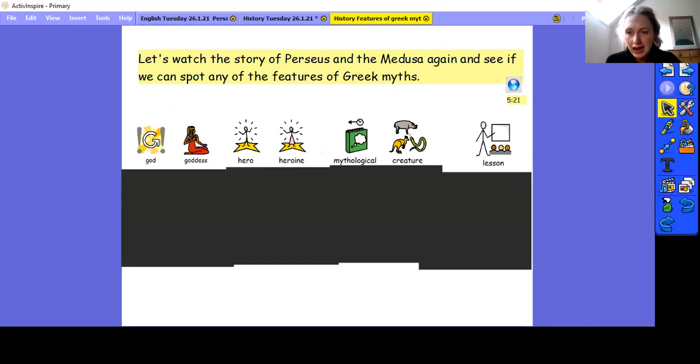Right, so what we're going to do now is we are going to watch a little bit of the story of Perseus and Medusa again and see if we can spot any of the features of the Greek myths from that story. So we've got the gods and goddesses, we've got the hero or heroine of the story. We're going to be looking out for a mythological creature or a monster, and we're also going to be thinking about what the lesson of that story might be. So I'm just going to share my screen and hopefully this will come up and play.